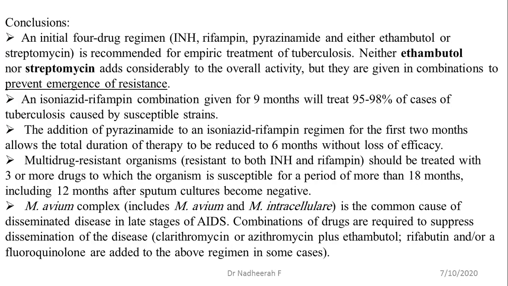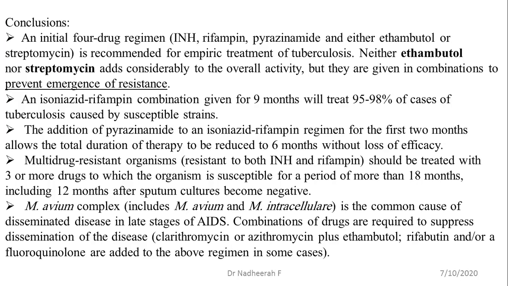An isoniazid-rifampin combination given for 9 months will treat 95 to 98% of cases of tuberculosis caused by susceptible strains.